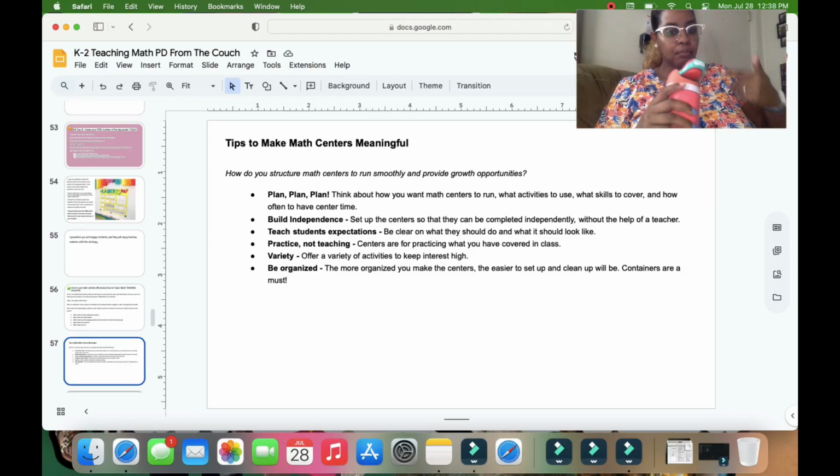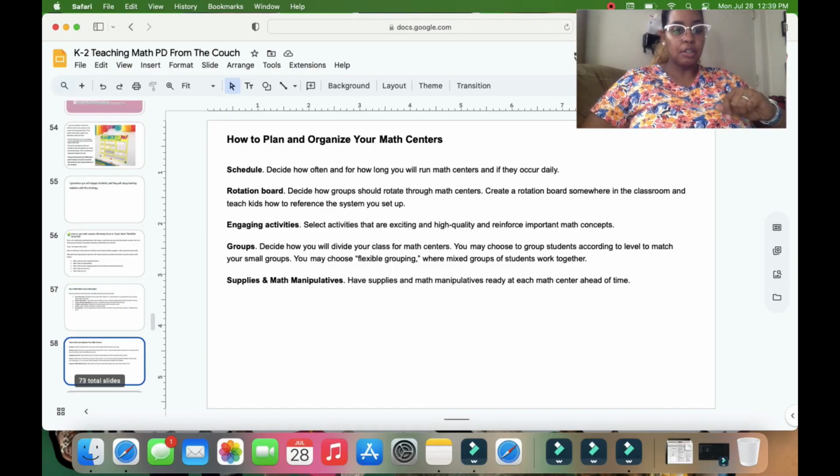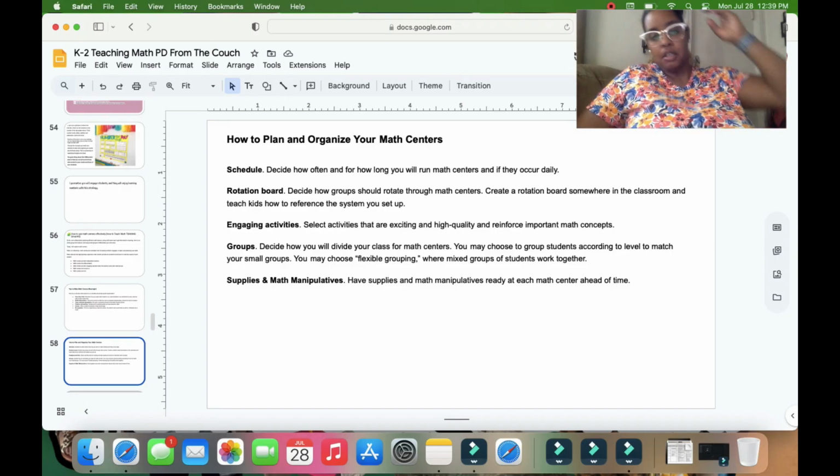Build centers that are for practicing what you've covered in class, and then offer a variety of activities to keep a high interest. And then the more organized that you make these centers, the easier the setup and cleanup will be. I would highly suggest using containers. And then how to plan and organize your math centers is just simple.